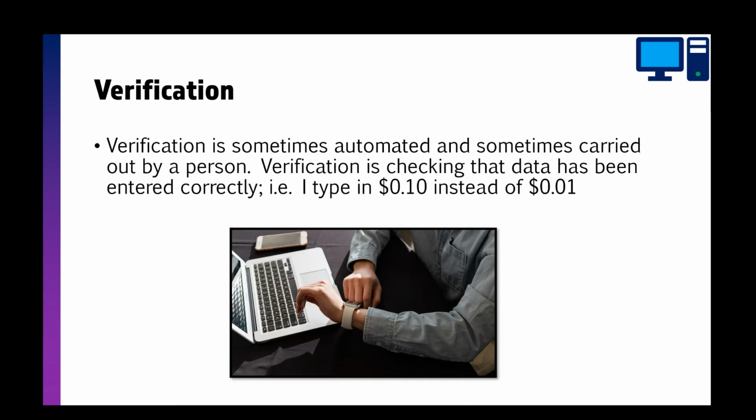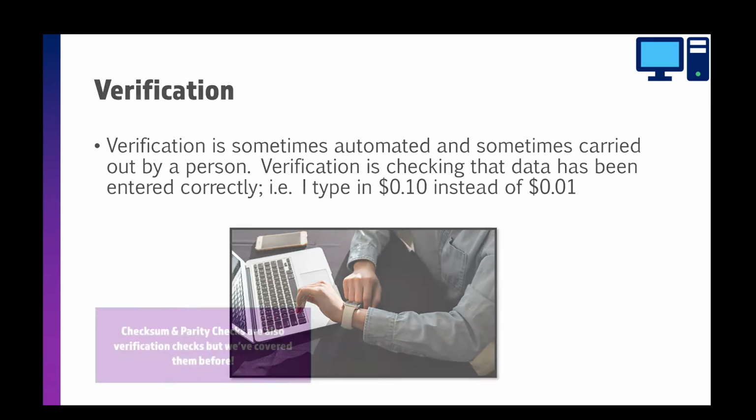Now, verification, this is sometimes automated and sometimes carried out by a person. Most of the time it's carried out by a person really. A verification check is where you check that what you've typed in is actually correct. Again, like the first example, validation can't stop you doing that, but verification allows you to double check.